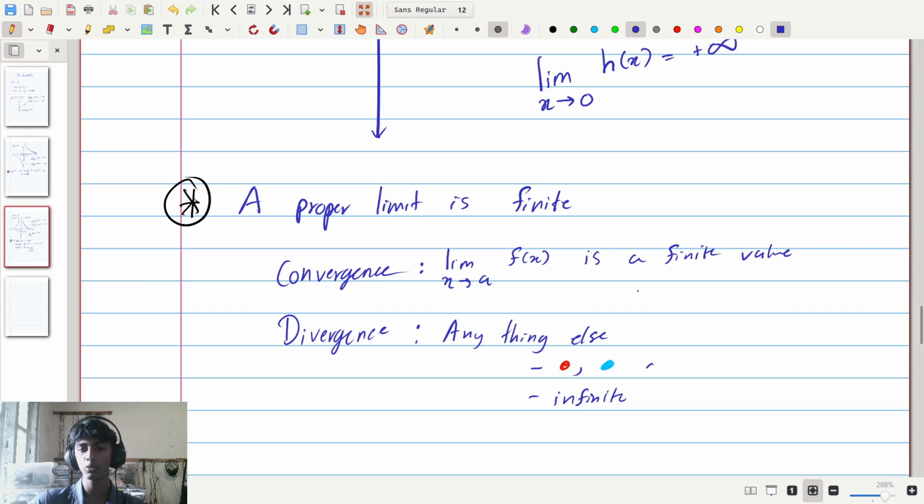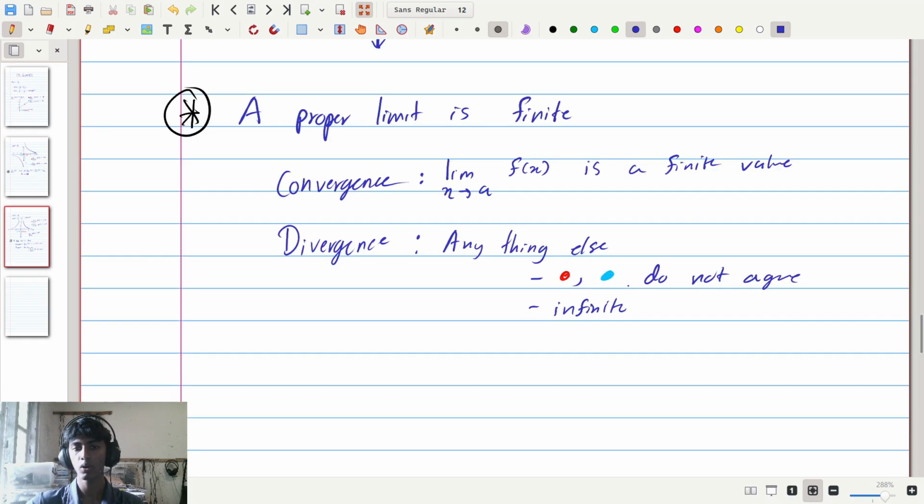If the red limit and blue limit do not agree, or the limit is infinite, or we have some other issue, like we'll just say for now other issue, and we cannot find the exact value, then we say that the limit is divergent. If the limit is agreeing from both sides and the limit is a finite value, only then do we say the limit is convergent.